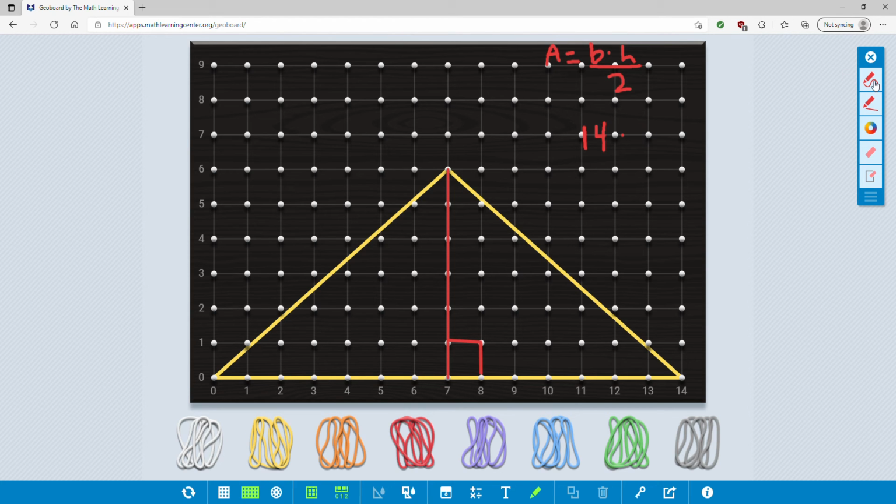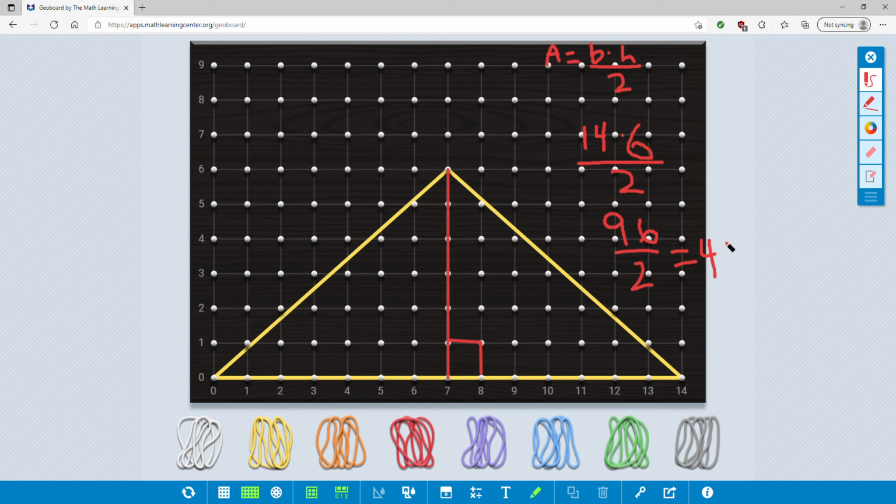That's different. I didn't mean to do that. There we go. 14 times 6 divided by 2. That would give us 96 divided by 2, which will equal 48.